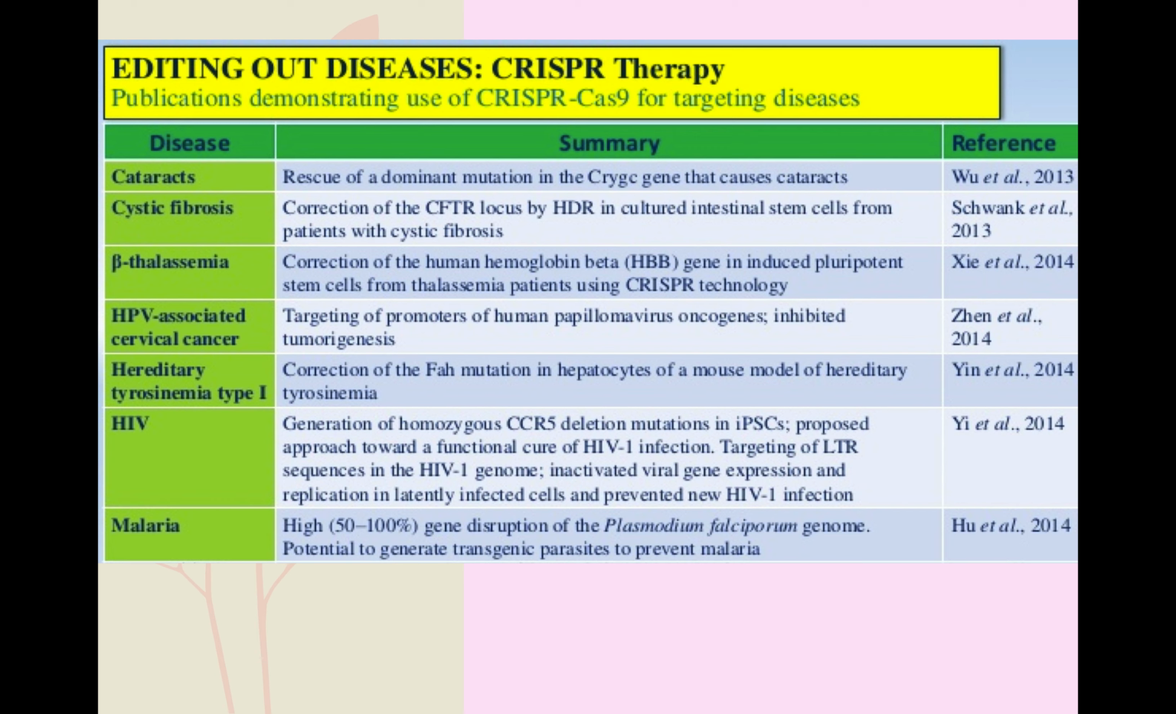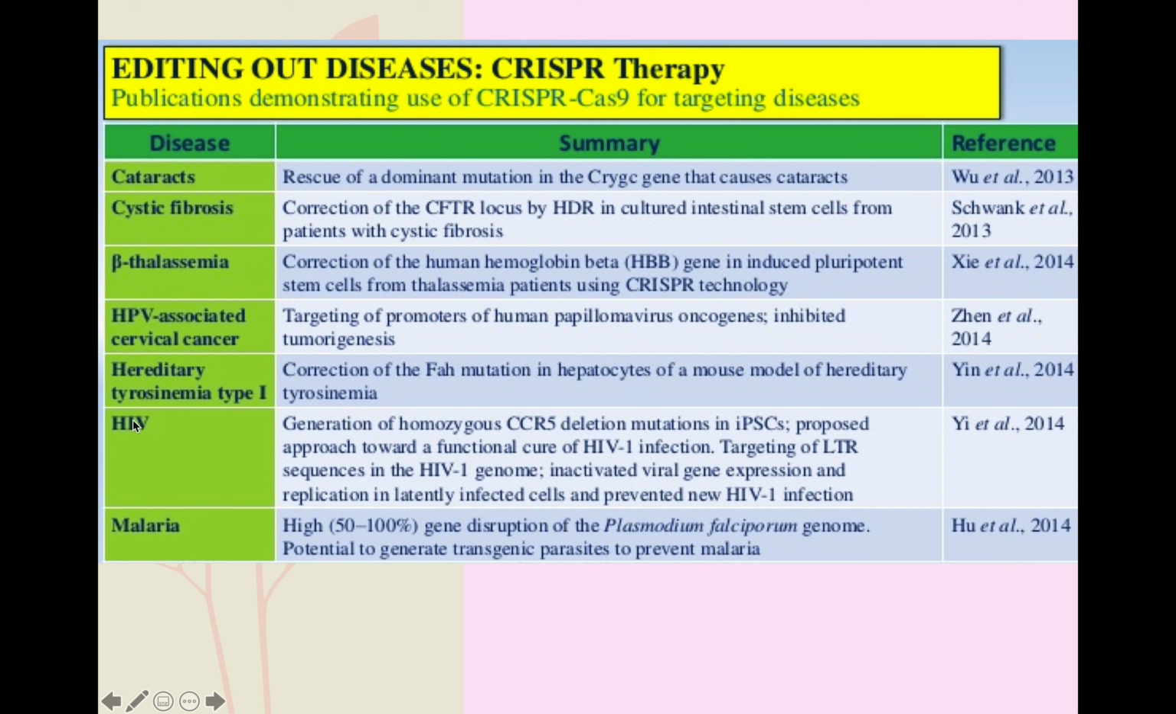We also have HPV-associated cervical cancer, to target the promoter of human papillomavirus oncogenes to inhibit tumorigenesis, so that it doesn't cause tumor production. Apart from that, hereditary tyrosinemia type 1. You can Google what tyrosinemia is about. So the correction of the FAH mutation in hepatocytes of a mouse model of hereditary tyrosinemia. This would be useful because it is a hereditary disease, so it may not be passed on to the next generation once it has been corrected.